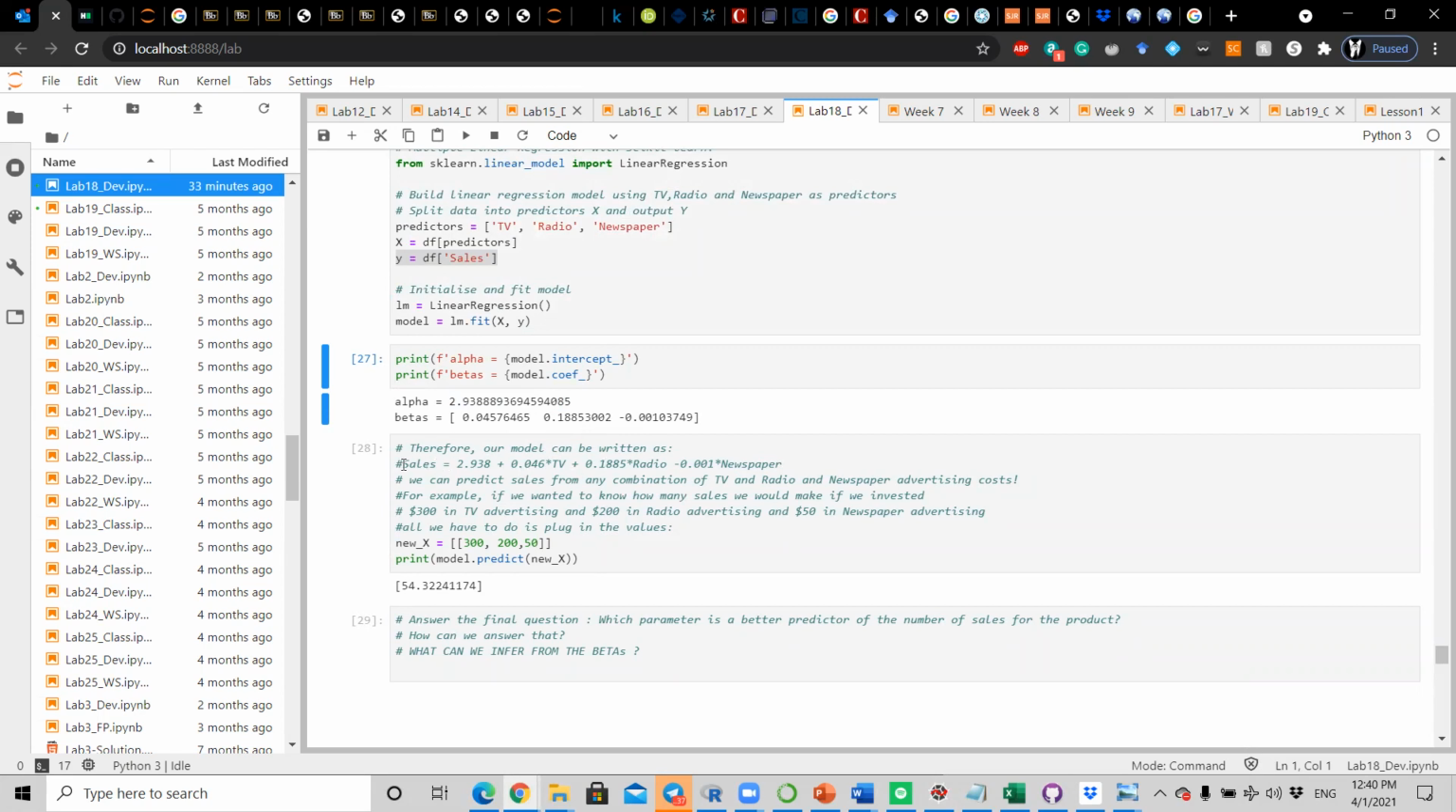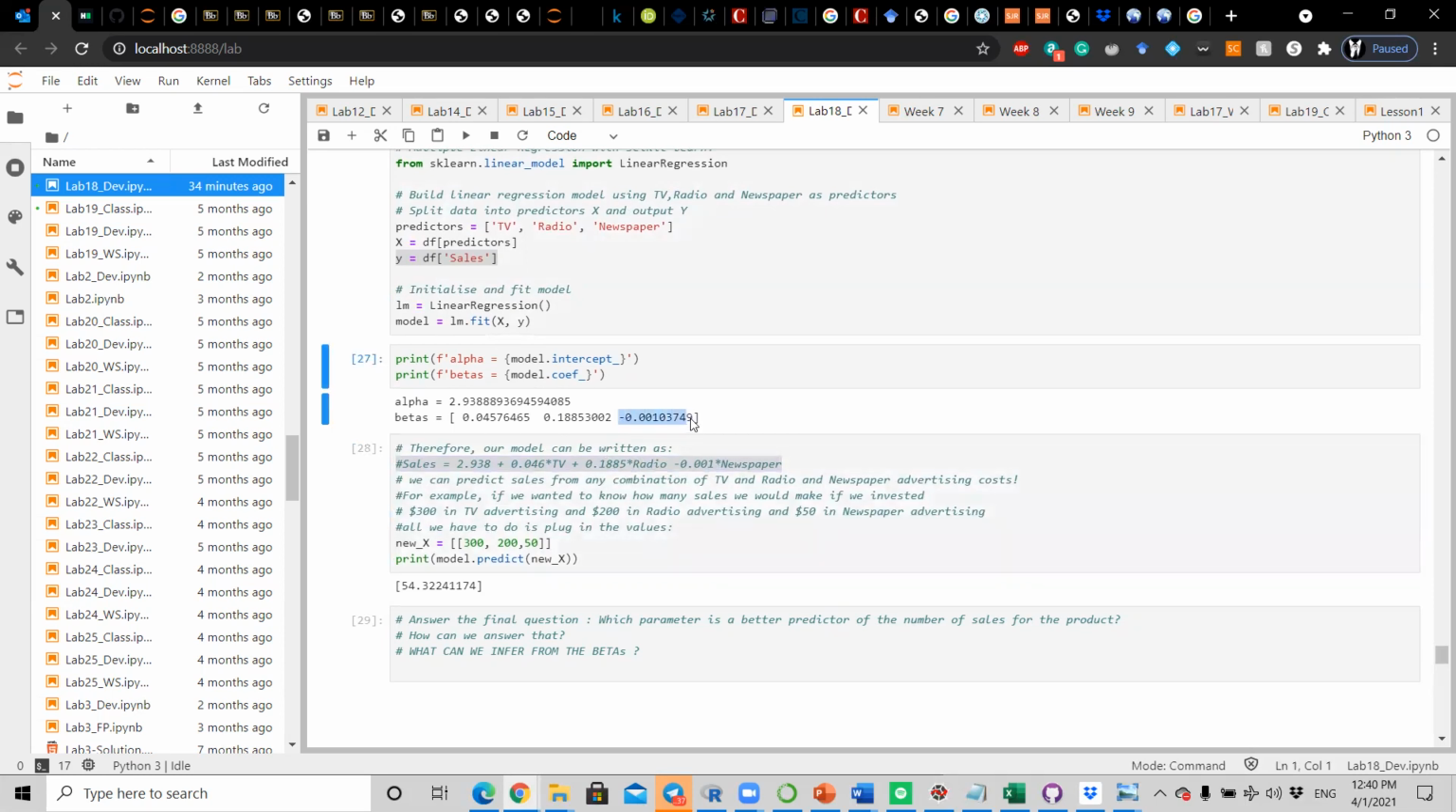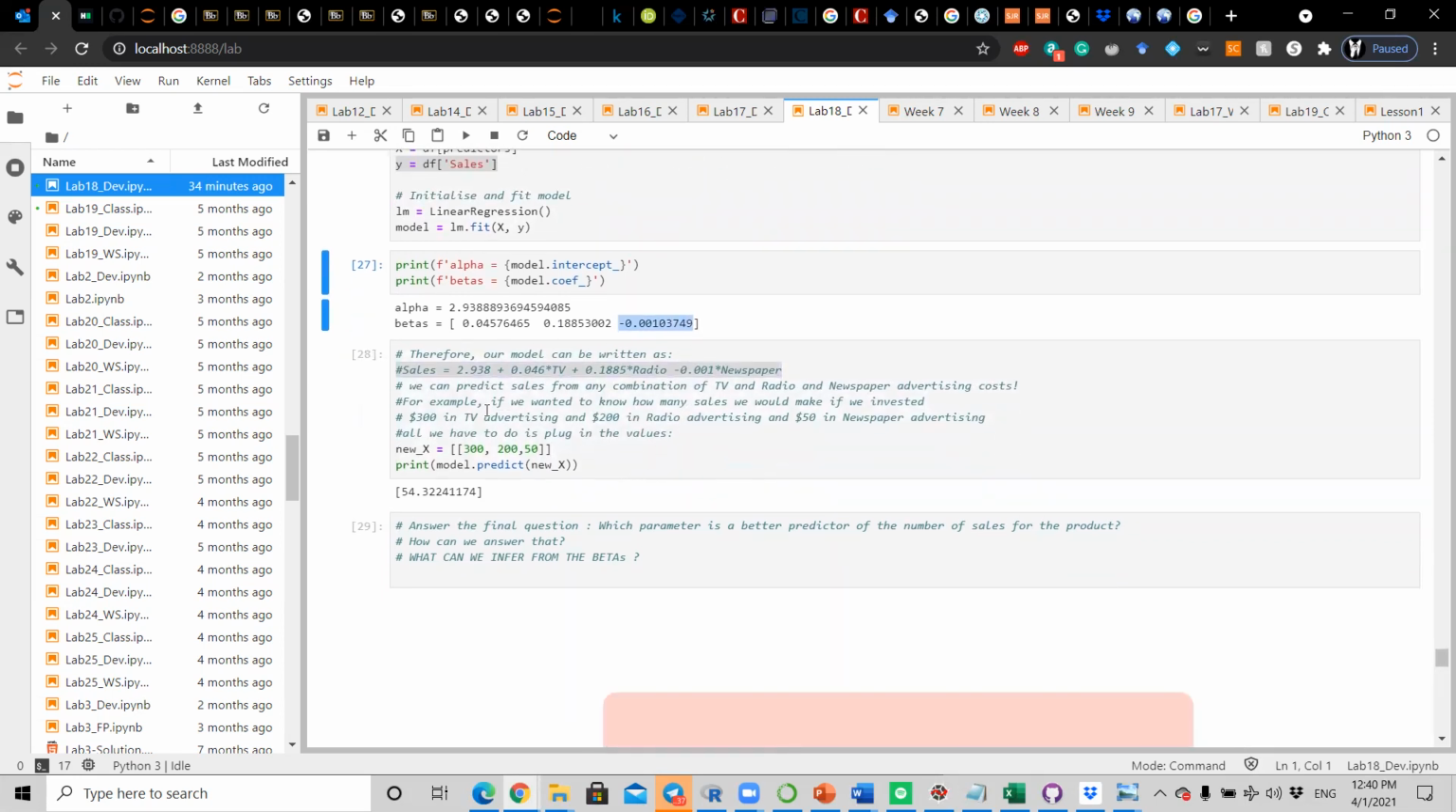Therefore, our model can be written as sales is equal to 2.938 plus 0.046 multiplied by TV plus 0.1885 multiplied by radio minus 0.001 multiplied by newspaper. Do you realize how small this number is? Okay. And we can simply use them to predict number of sales.